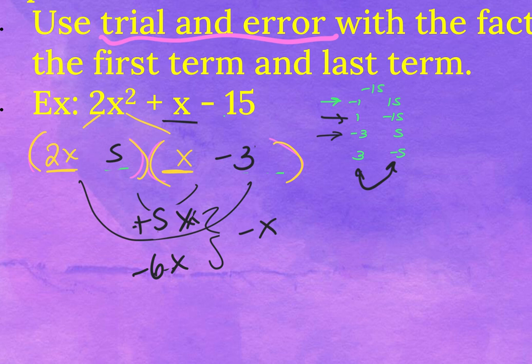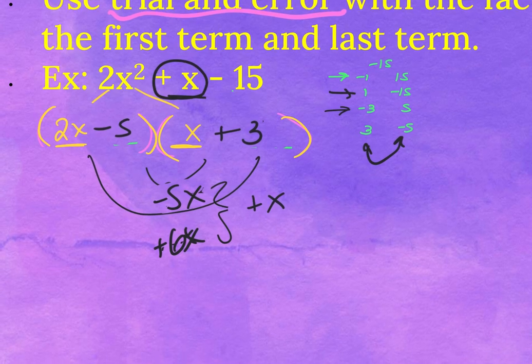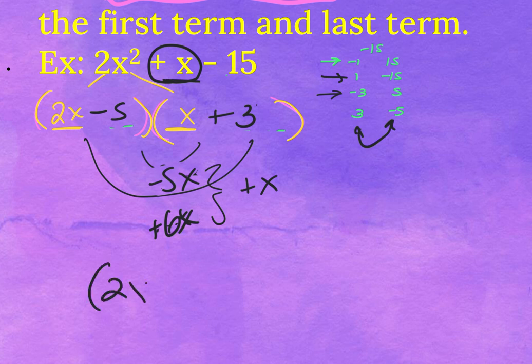So I switch my signs. Negative 5, positive 3. And now I get positive 6x, negative 5x, which is a positive x, and that matches the middle term. As you get better at trial and error, hopefully that doesn't take quite as long, okay?